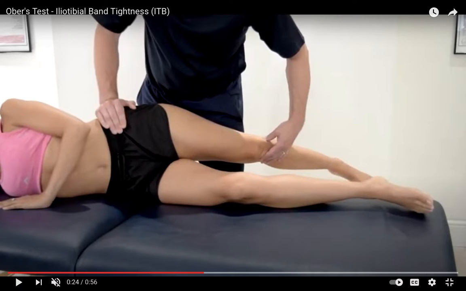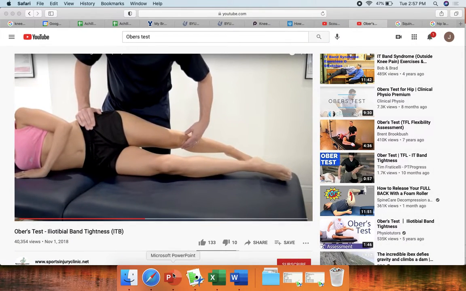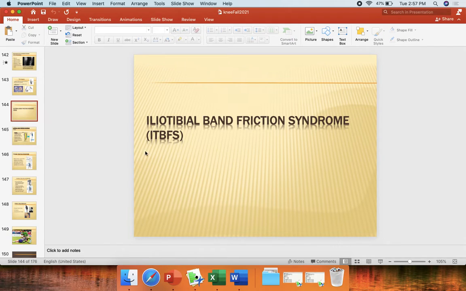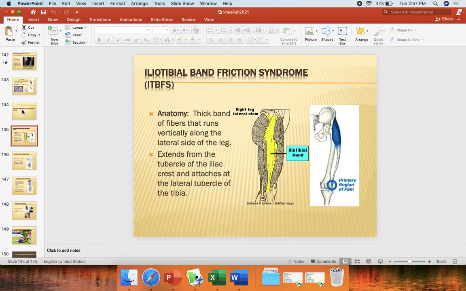So I actually wanted to say a little bit more about this IT band as we get into this special test. What you're looking for is to see if this leg will drop, if it will come down, or if the person experiences pain along that IT band. So I wanted to look at a couple of things here.